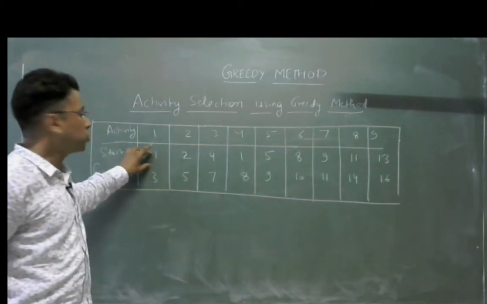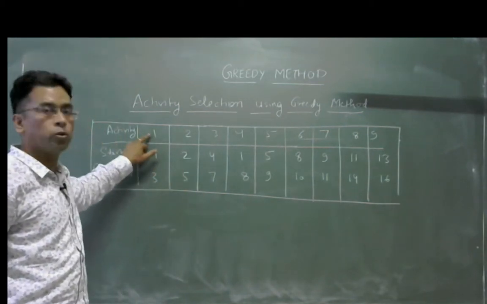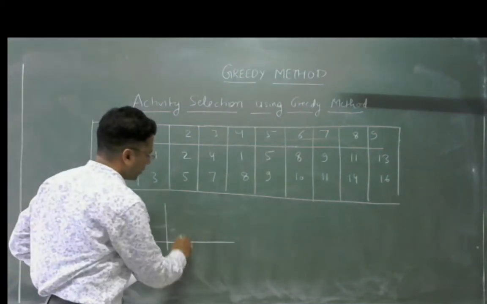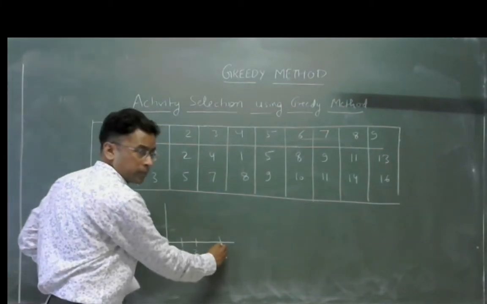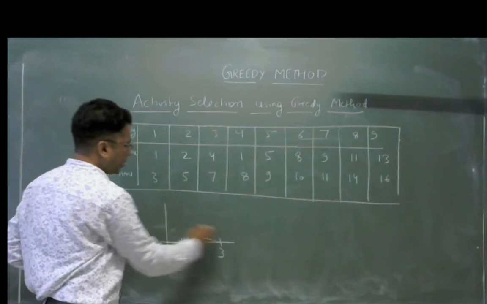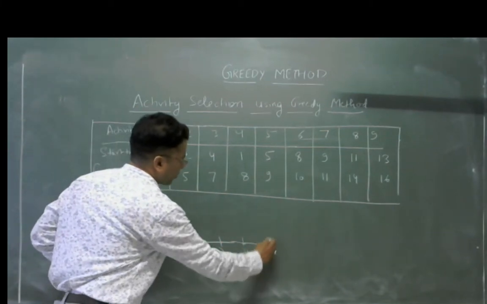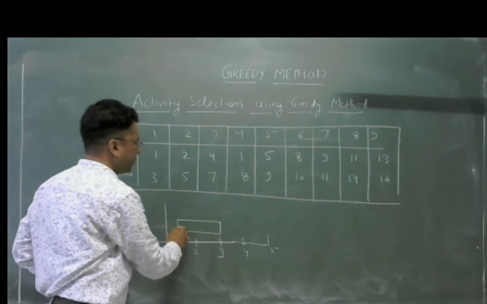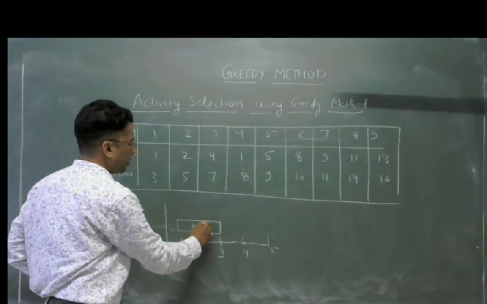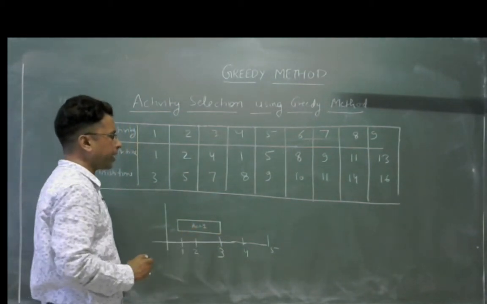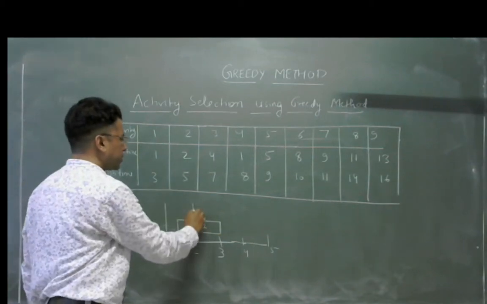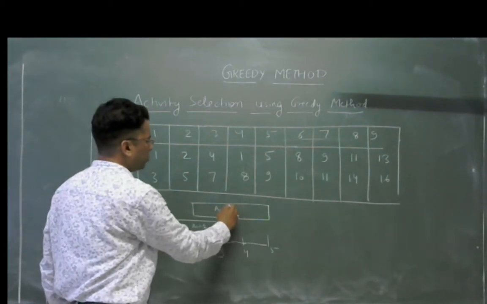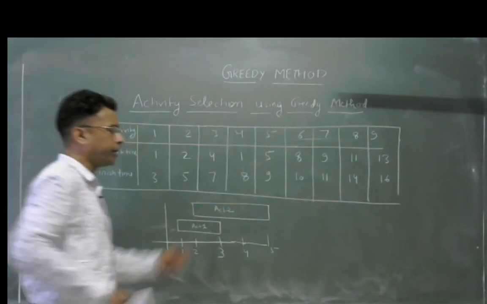Suppose here, if I choose activity 1 to run, then it will start at time 1. Suppose I am taking the diagram, with the activities and the time slots 1, 2, 3, 4, and 5. Here activity 1 starts at time 1 and ends at time 3, and activity 2 starts at time 2 and ends at time 5.